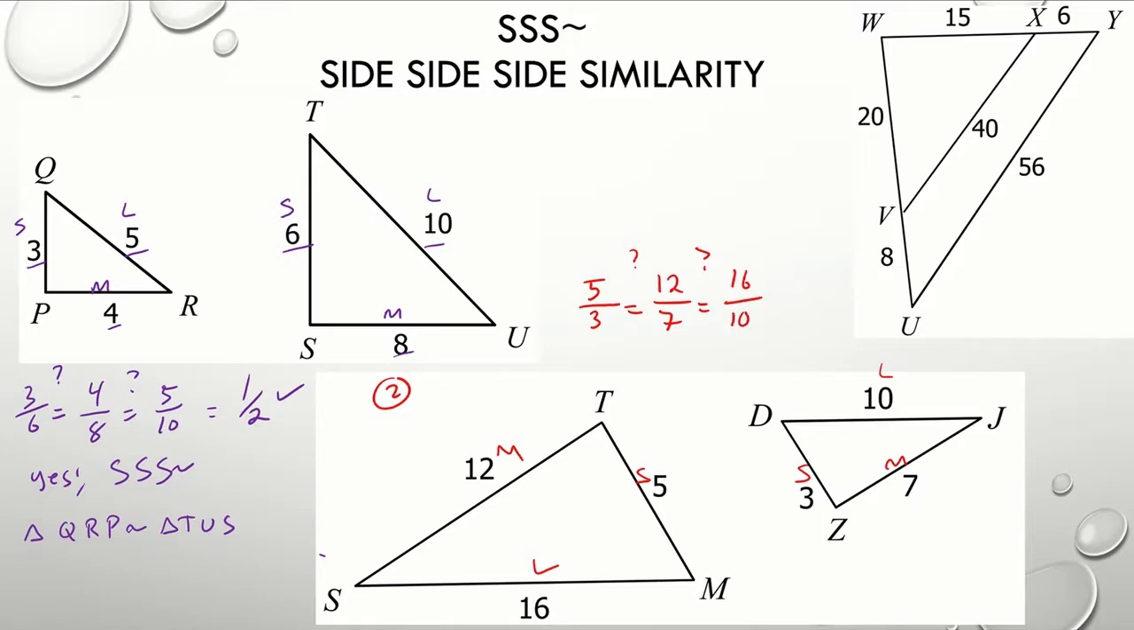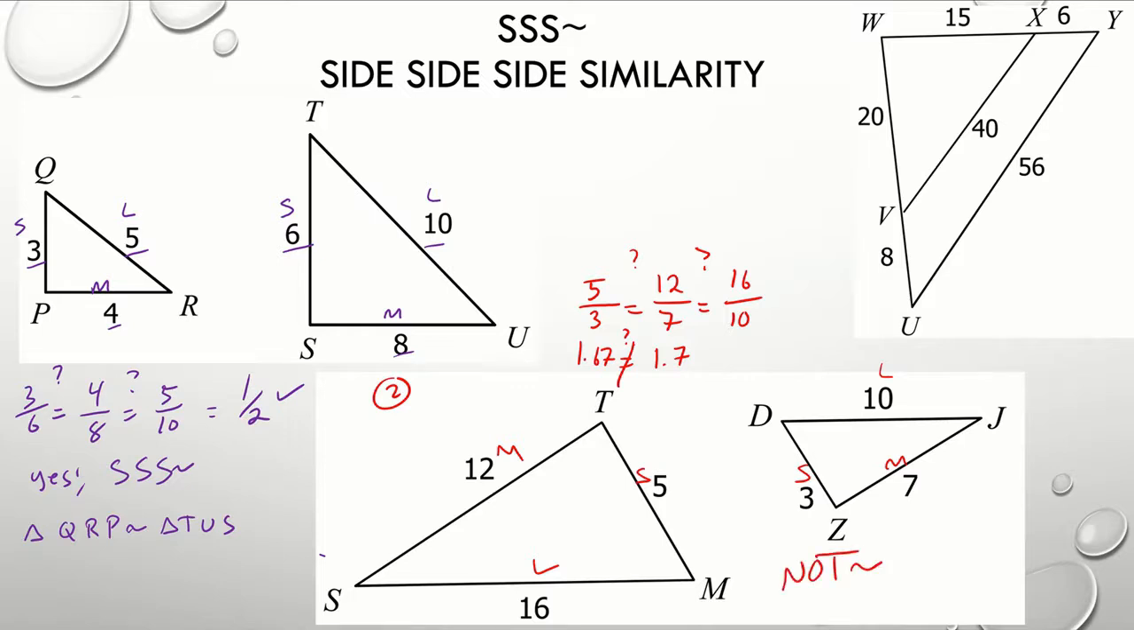And right off the bat, I can already tell that they're not. But if I were to put it in my calculator, 5 divided by 3, I get 1.67. And I'm trying to see, is that the same as 12 over 7, which it is not, 1.7. So because they're not the same, they're not proportional, we can conclude that they are not similar.